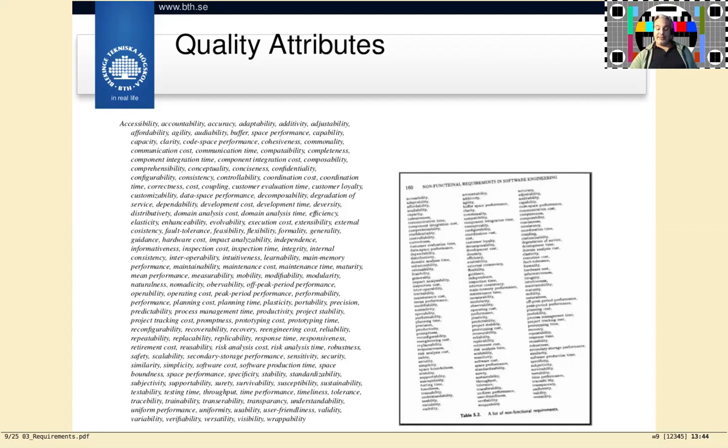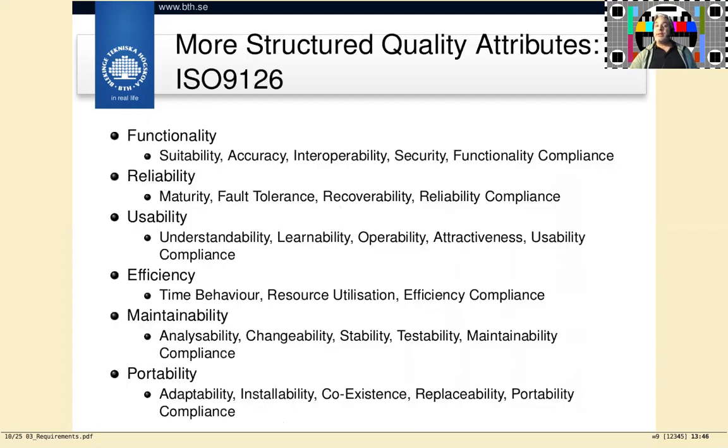And the thing is that what researchers do when they don't know what's going on is they try to categorize it, they try to classify it. So there's an ISO standard for quality requirements that structures this. Most of the quality requirements on the previous slide are here as well, but on sub-levels. You have a few top-level categories: functionality, reliability, usability, efficiency, maintainability, and portability.